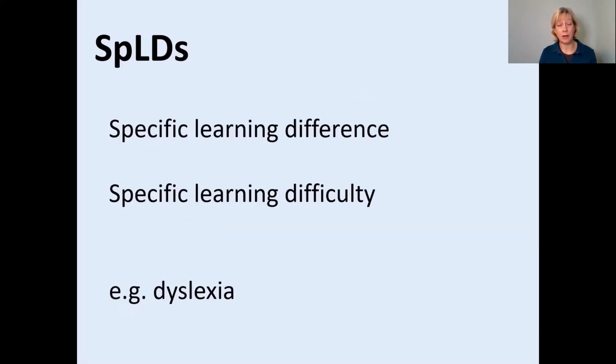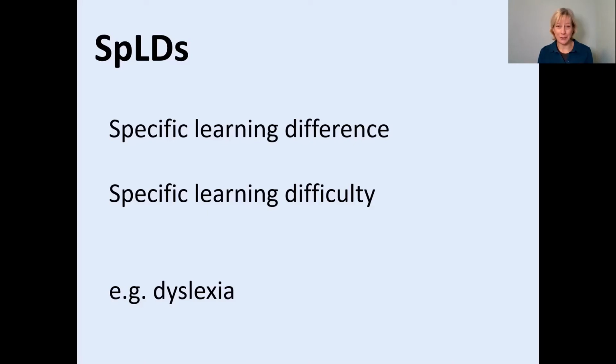Dyslexia is also often described as an SPLD, a specific learning difference or a specific learning difficulty. The two terms are very similar. They both remind us that dyslexic people will probably have something quite specific that they find more challenging than other people. It's not a global learning difficulty. In fact, to my mind, it doesn't have to be a difficulty at all if we can find the right way forward. And that's why I prefer the term specific learning difference, because that highlights that actually, as teachers, we need to find a different way of teaching some things.